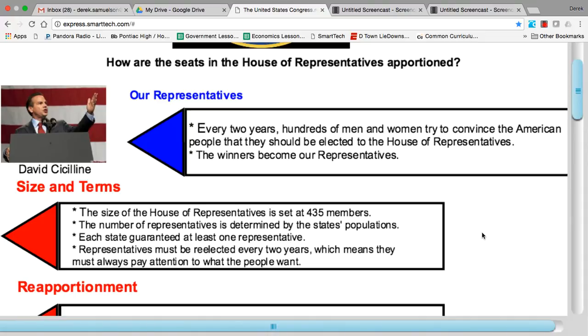Representatives must be reelected every 2 years. So they've got very short terms of office, but they can be reelected over and over and over again, so long as the people want them. But because they have to be elected every 2 years, they really have to pay attention to what the people want. And if a member of the House of Representatives were to change his mind on a couple of key issues, they would probably get voted out of office fairly quickly. That is within that 2-year spread of time.